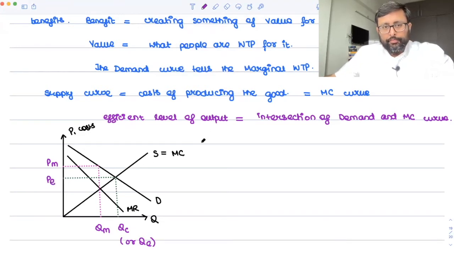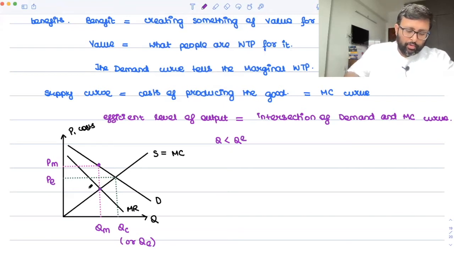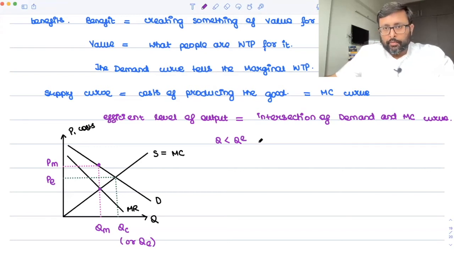Now just think about it. For any output less than QE, for example at this level, even at QM for that matter, the benefits being received by the society are more than the costs, right? Because at this particular output, the benefits received by the society are this much and the cost is this much. So the benefits received by the society are more than the cost of producing it.